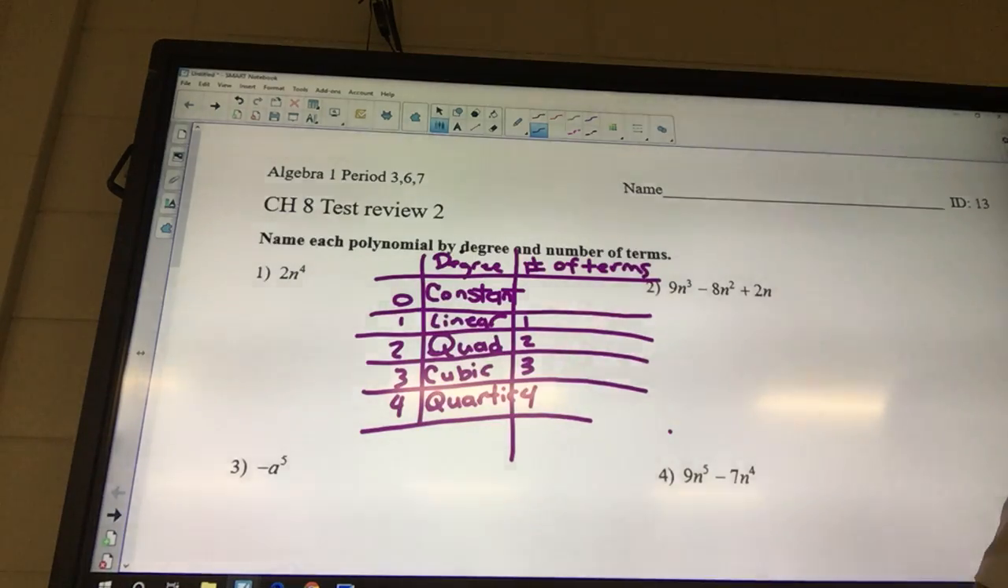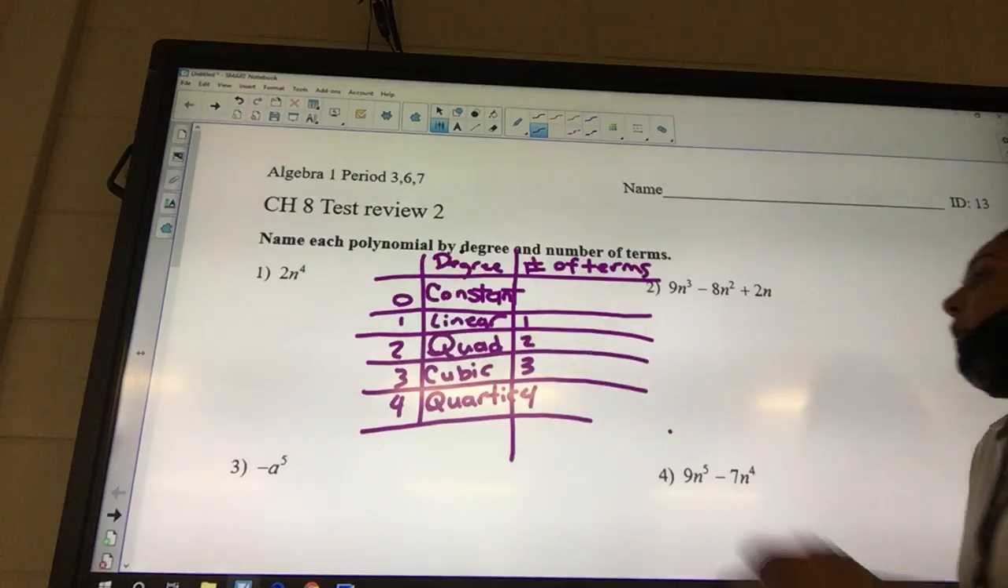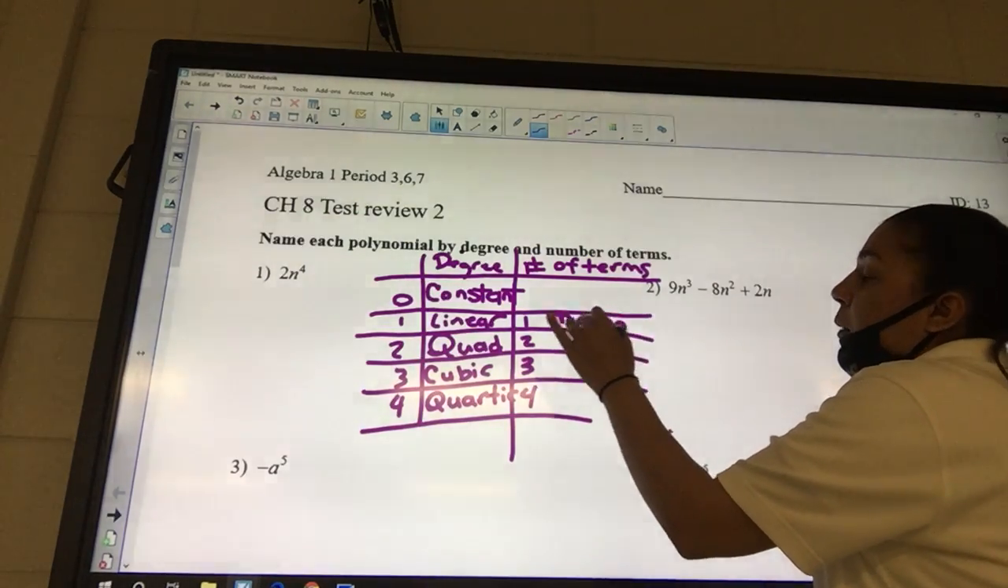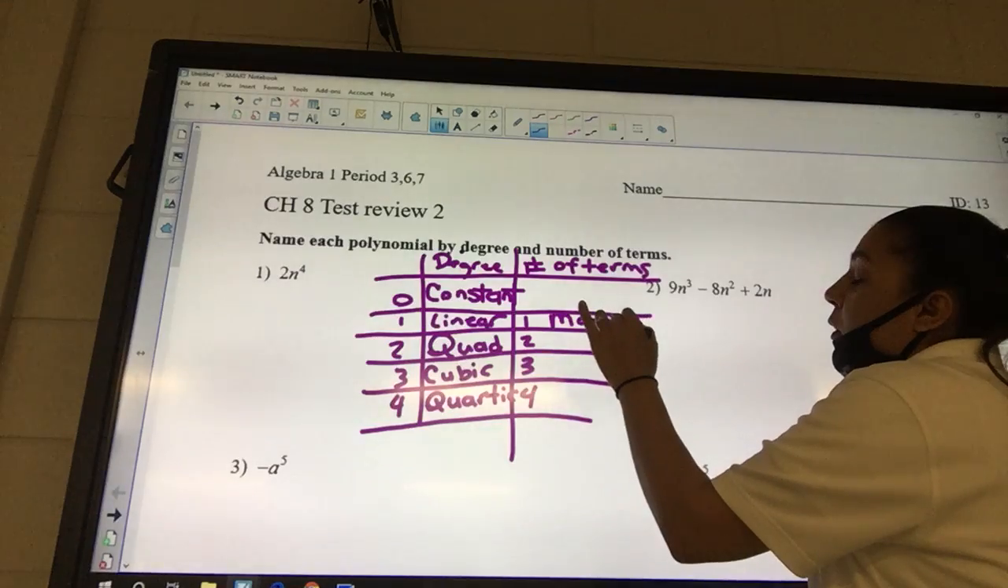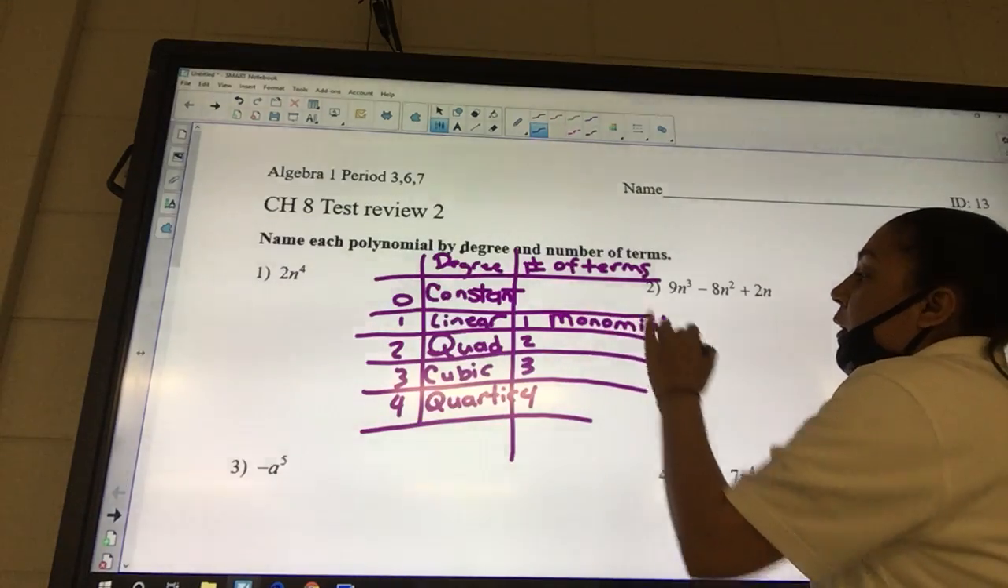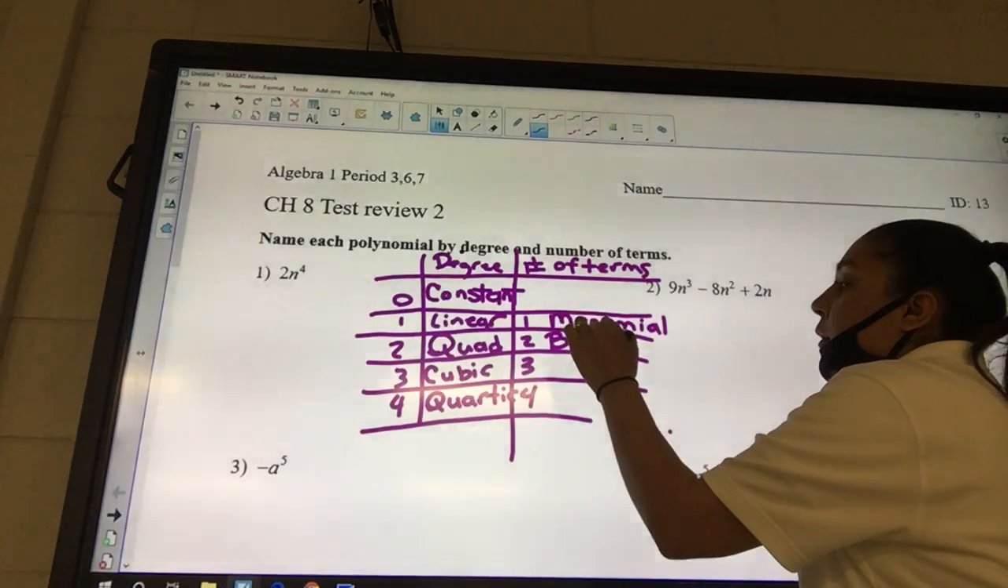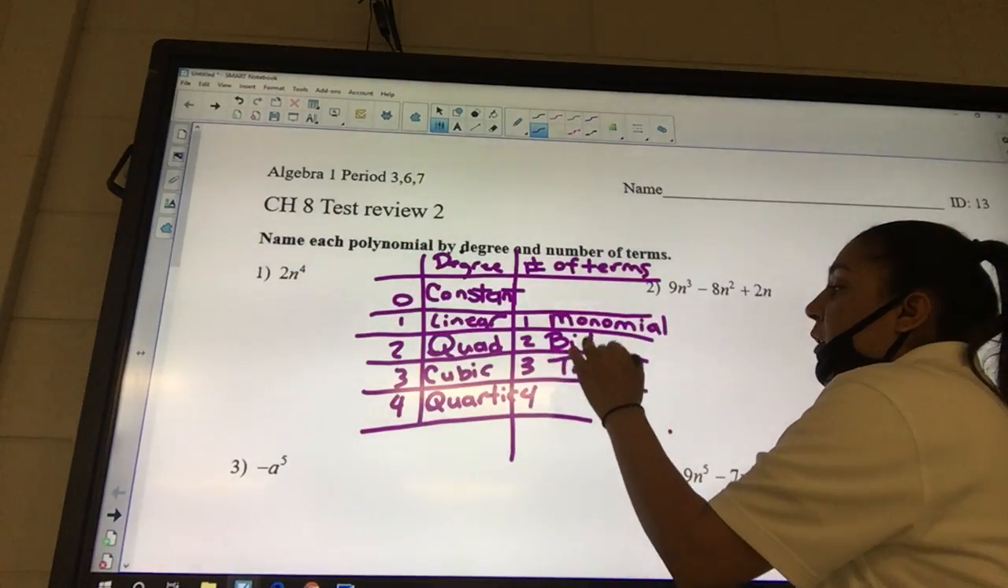If it has 1, what is it called? Starts with an M. Monomial. Binomial. Trinomial and poly.